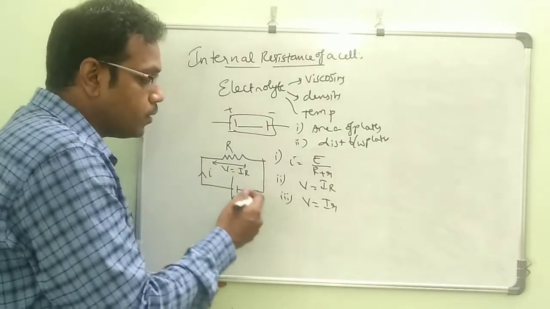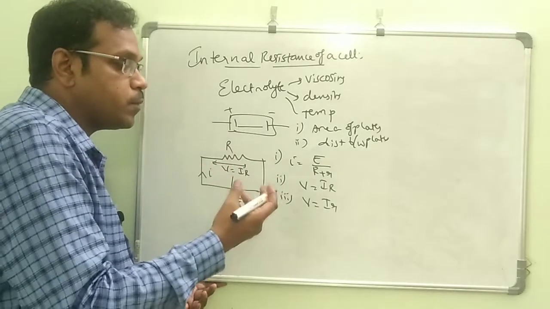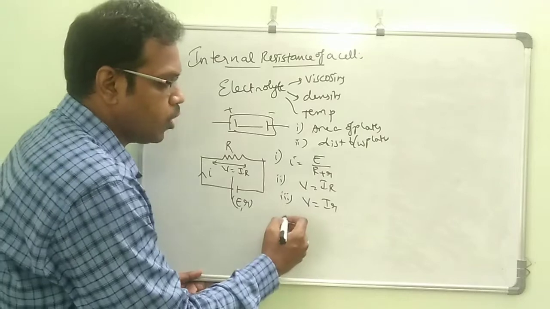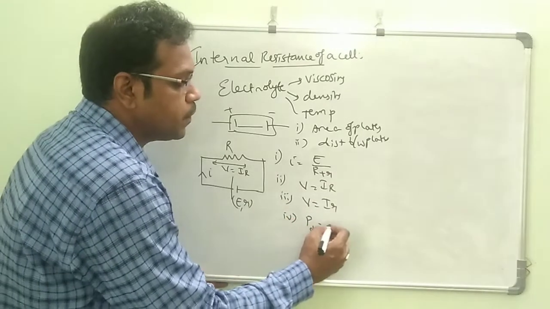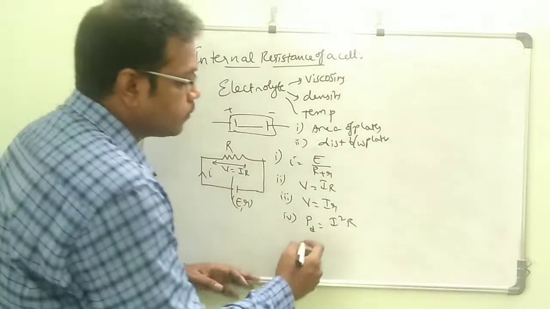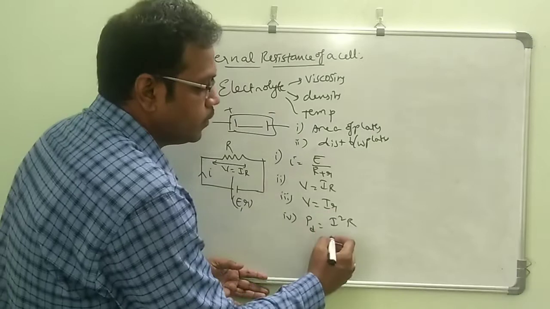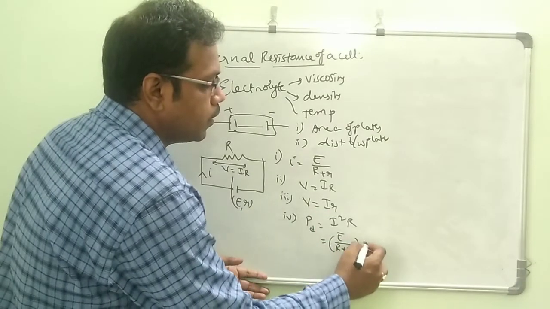And what is the power dissipation? Power dissipated is P equal to I squared R, the power formula. For that, what is I? I is E by R plus r, so P is equal to E by R plus r, whole squared, into R.